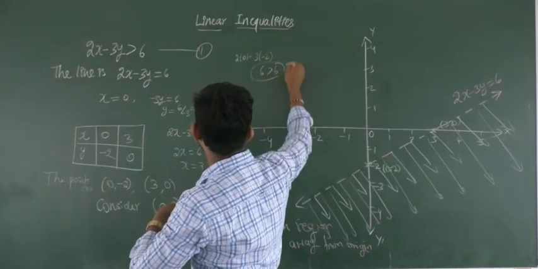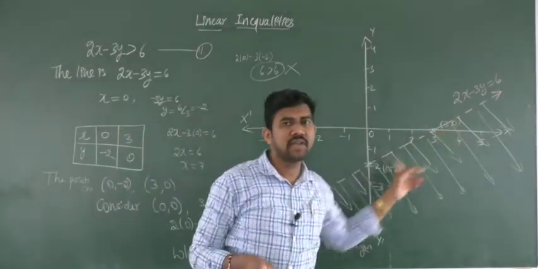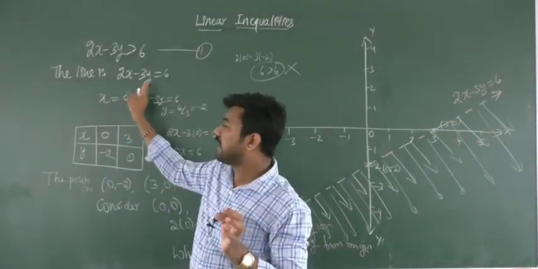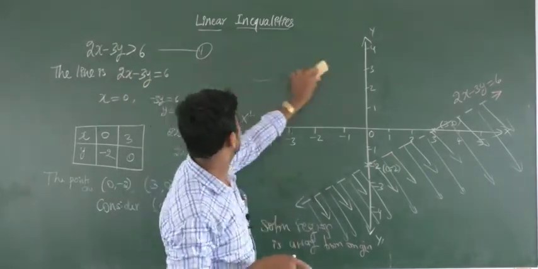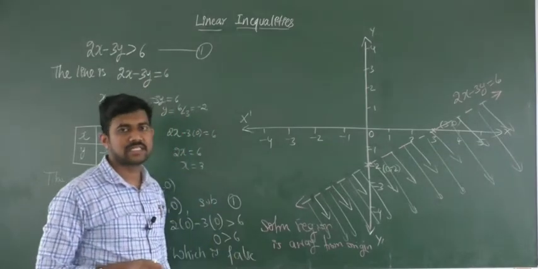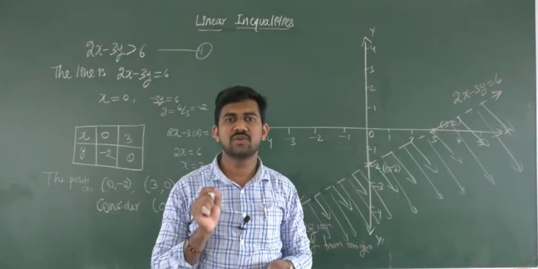It is false, 6 is equal to 6. If you consider any point on the line, it satisfies the equation, not the inequation. So in this case, it is not greater than 6. So the points on the line do not lie in the solution region.